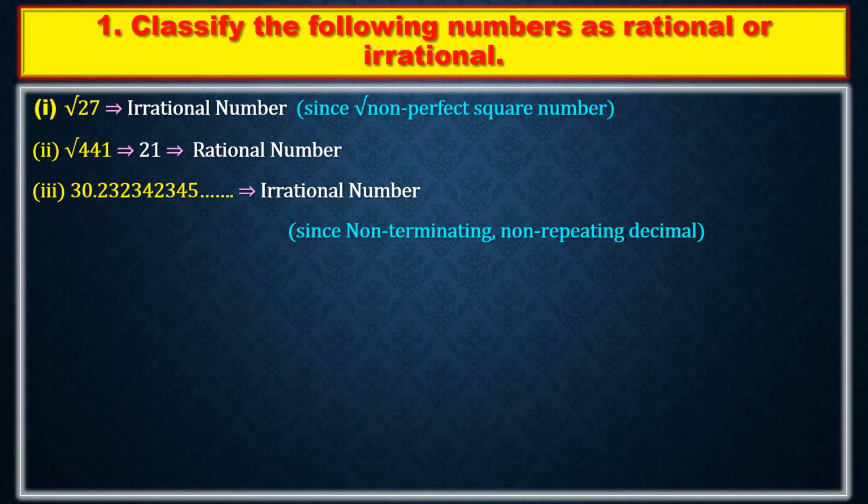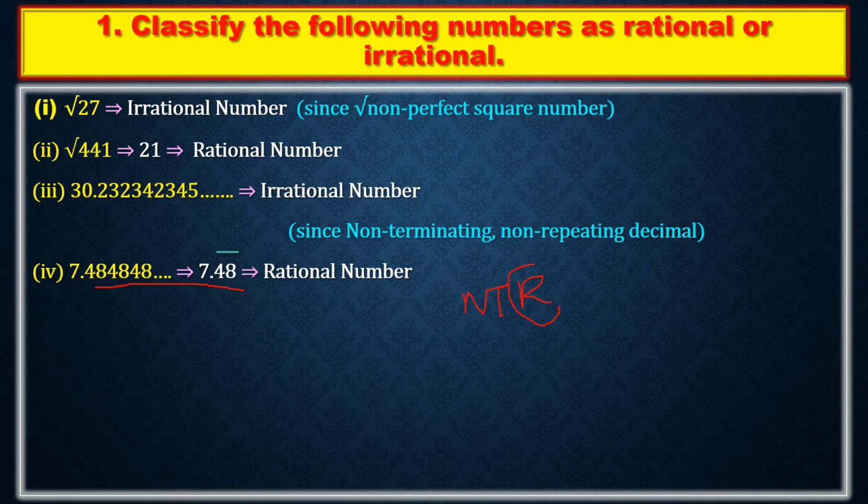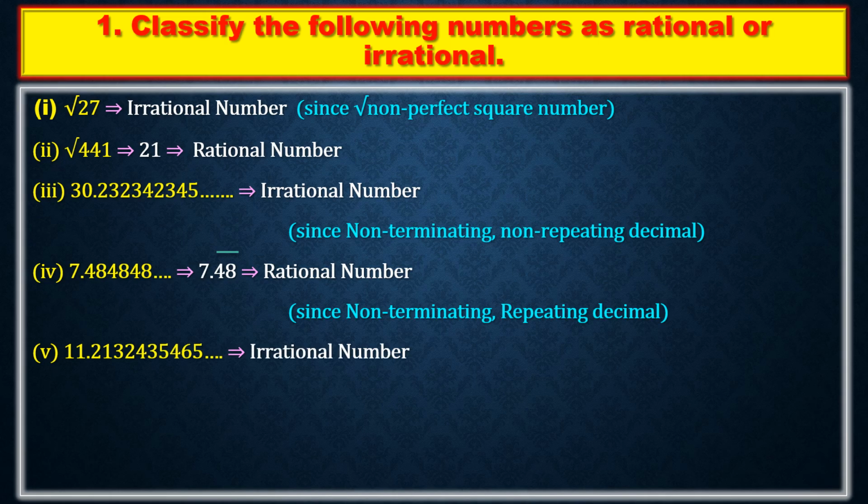Okay, so let us go to the next one. 7.484848. Same 48 is repeating, so I can put 7.48 bar. Okay, so when a bar is represented, or when the same digits are repeating, then they are non-terminating repeating. The name itself is telling that it is repeating, the same digits are repeating here, so it is a rational number. Okay, so let us go to the next one. Here no digit is repeating, same digit is not repeating, right? So it is an irrational number because it is non-terminating, non-repeating.